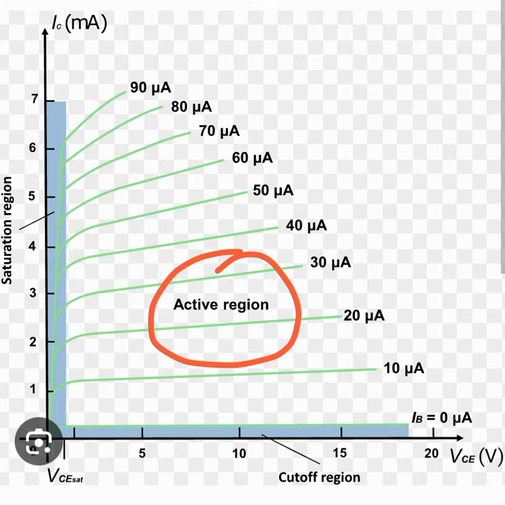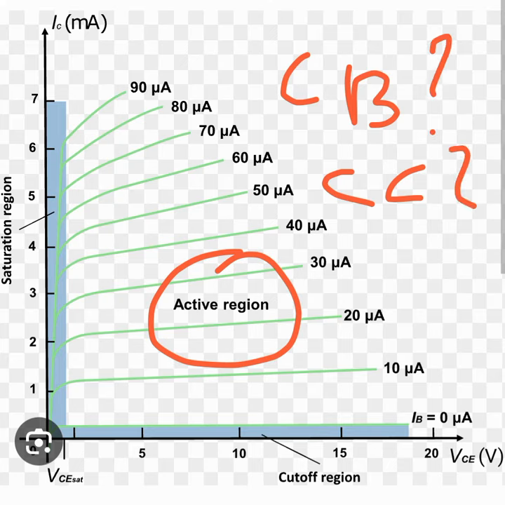So remember, this is the output characteristics for a common emitter silicon bipolar junction transistor. What would be the output characteristics for the common base mode and the common collector mode? That's an exercise for you.